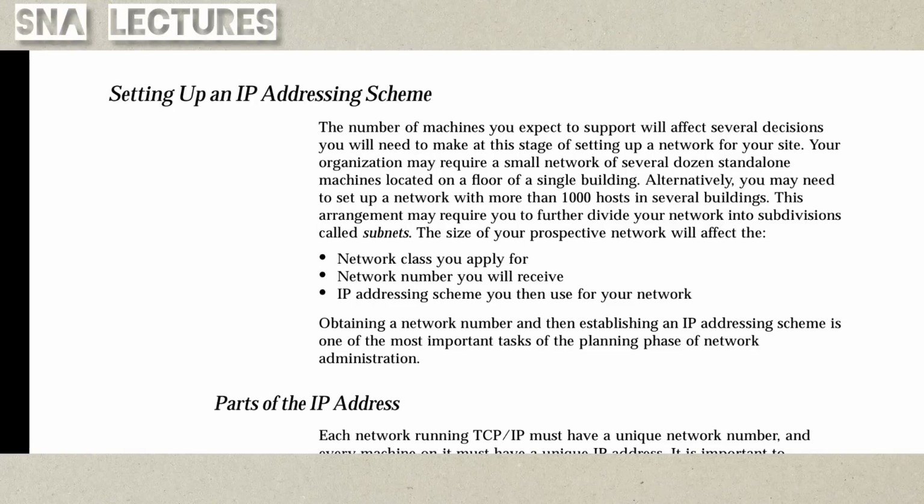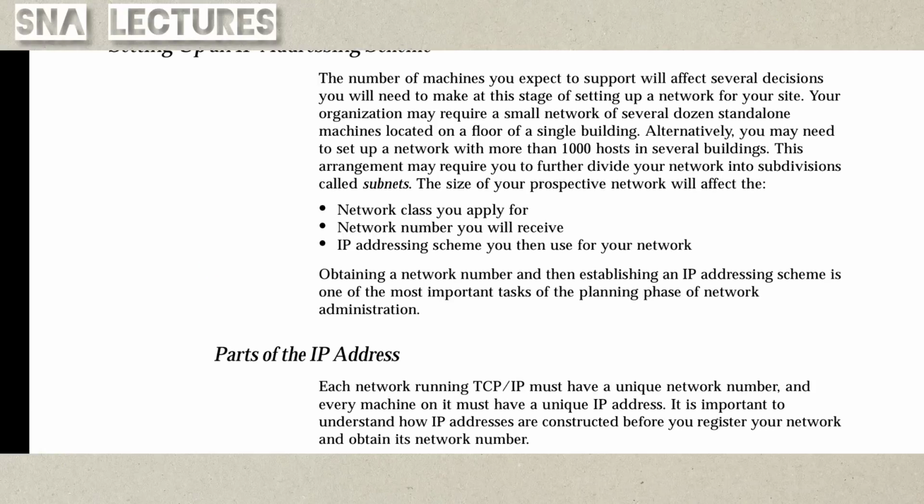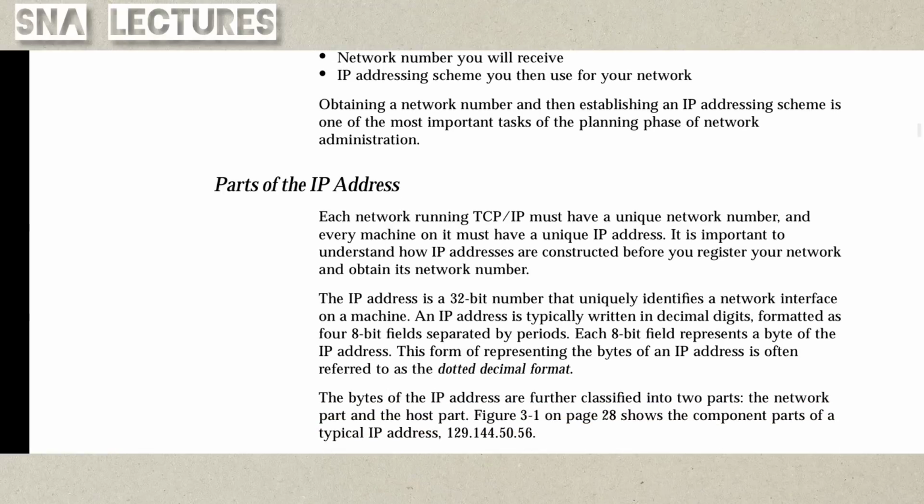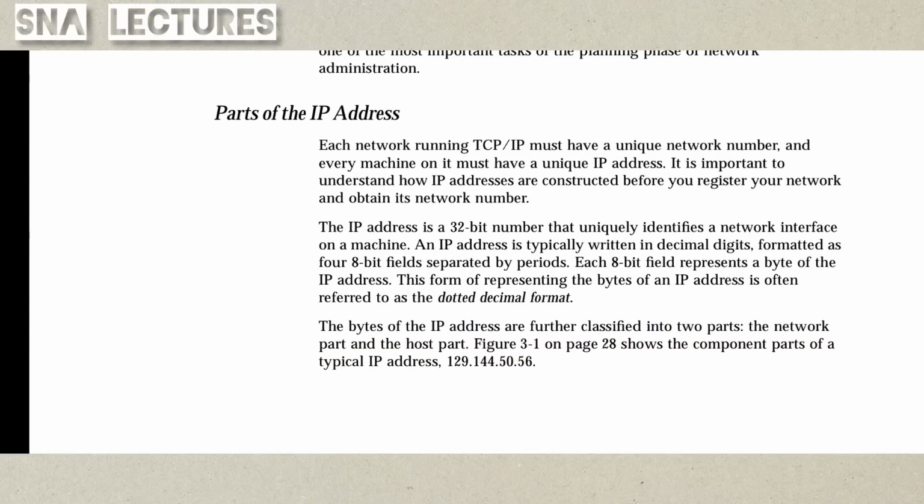The size of your prospective network will affect the network class you apply for, the network number you will receive, or the IP addressing scheme you are going to use for your network. Next, what are the parts of the IP address? Each network running TCP/IP must have a unique network number, and every machine on it must have a unique IP address. So it's important to understand how IP addresses are constructed before you register your network and obtain its network number.